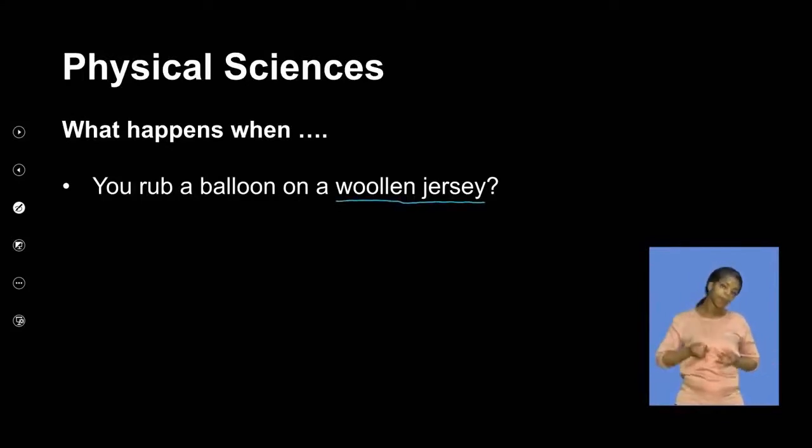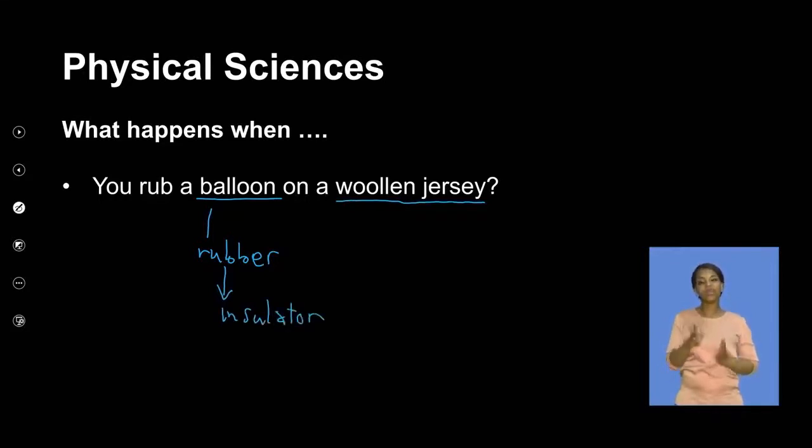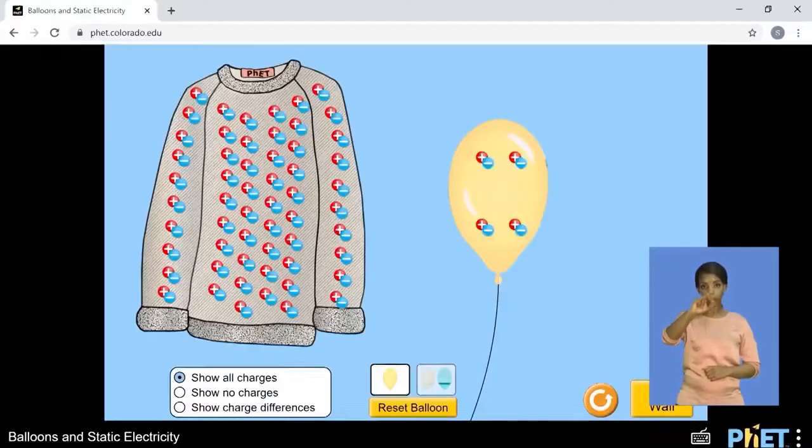A balloon is rubber, okay? This is rubber, right? And then a woolen jersey is a different material altogether. Both of them are different types of material, and so one of the two is an electrical conductor. Rubber is an insulator, all right? And then the woolen jersey is an electrical conductor, all right? So if these two are rubbed against each other, we've got a scenario here that I just want us to look at.